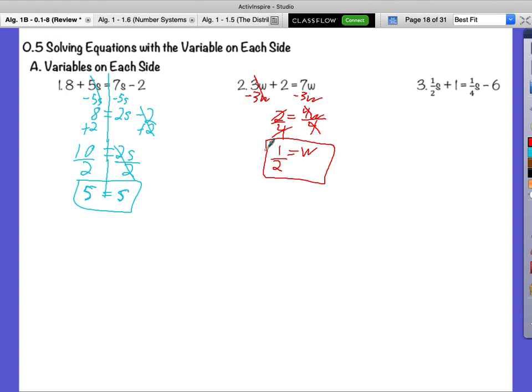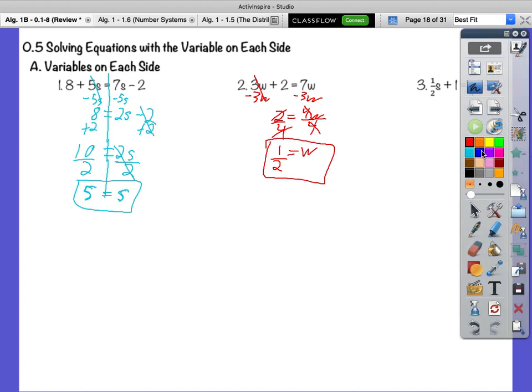Okay, so on this next one, it's a more similar setup to the first one than the second one because we have a variable and a constant, that's what it calls just a number, on each side. That's what we had here, a variable and a constant, a variable and a constant. Here, what's the difference though? We have fractions. Oh, fractions, they scare us, okay? So, we'll get used to them here.